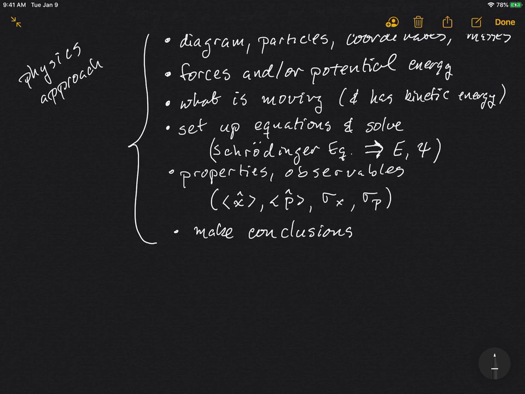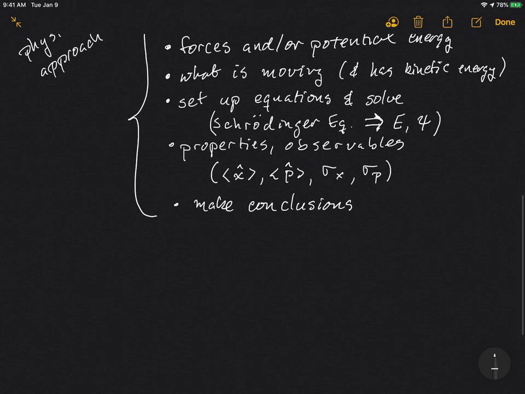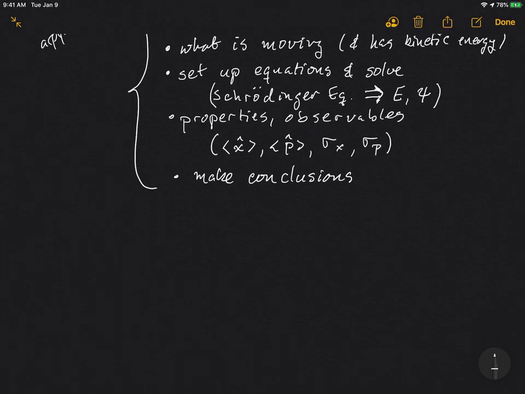And then perhaps we follow up with looking at various properties of the system, in addition to energy, other things like position, momentum, the spread in position and momentum, perhaps other properties related to those. And then we make some conclusions, right? We try to make sense out of what we just worked through, because it's not purely a calculation exercise. We're trying to use math and physics to make predictions.